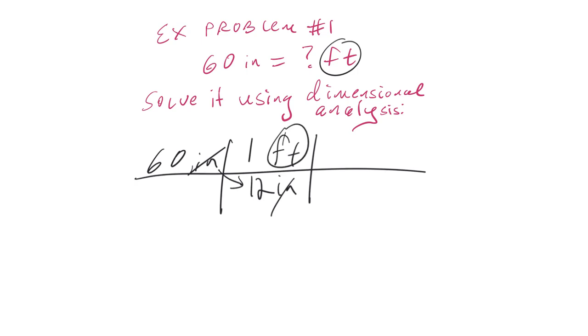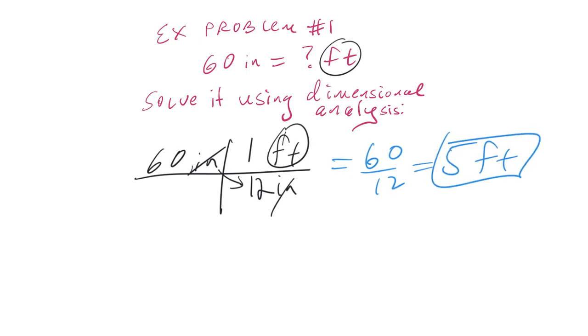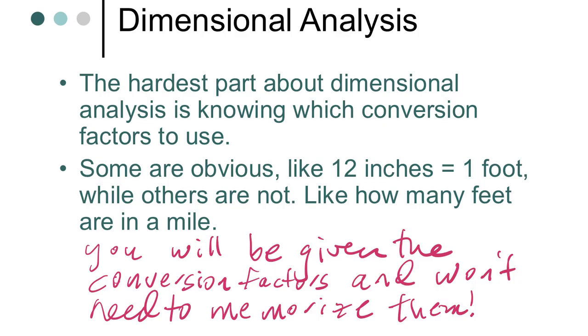So I know I don't need this whole section right here, another section, because I'm done. Once you get your unit by itself, you are done. So that'd be 60 divided by 12 would be 5 feet. Okay, so I'm going to start doing that shortcut instead of writing 60 times 1 over, instead of doing that mess. So I'm reminding you again, you'll be given the conversion factors on a table. You won't need to memorize them.